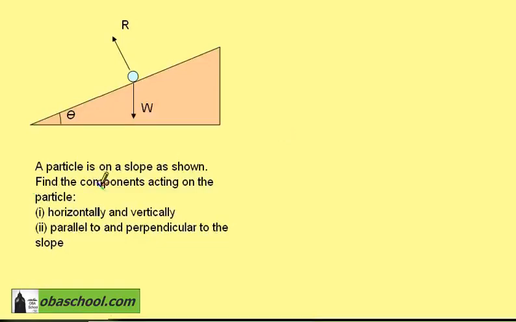A particle is on a slope as shown. We want to find the components acting on the particle horizontally and vertically, and parallel to and perpendicular to the slope.